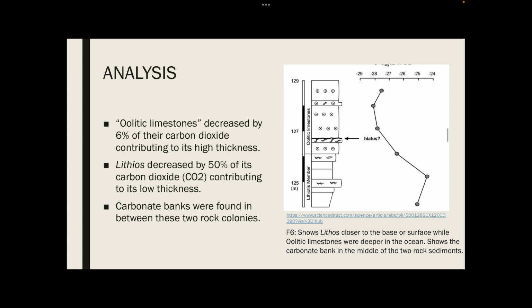Oolitic limestones decreased by 6% of their carbon dioxide, contributing to their high thickness. Lithiotis decreased by 50% of its carbon dioxide, or CO2, contributing to its low thickness. And carbonate banks were found in between these two rock colonies. Figure 6 shows lithiotis closer to the base or surface, while oolitic limestones were deeper in the ocean. It also shows the carbonate bank found in the middle of the two rock sediments.